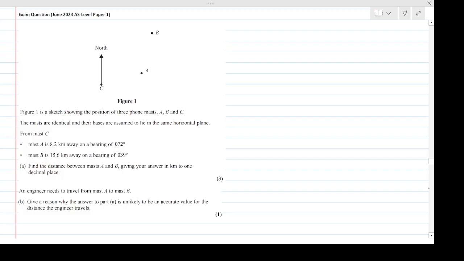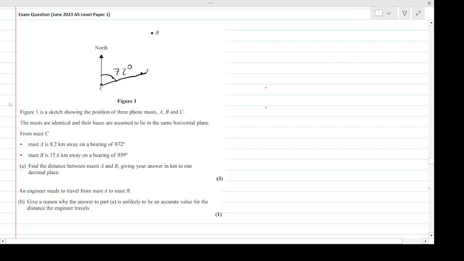Okay, so it's very, very similar to the other example we looked at with bearings. So, first of all, let's deal with the bearings bit. From mast C, well, they've given us a diagram roughly, which is quite helpful. Mast A is a bearing of 72 from C. Now they've already drawn the north line, right, the upper line. So 72 away from that is probably going to be about there, right? So then that angle's probably going to be at about 72.